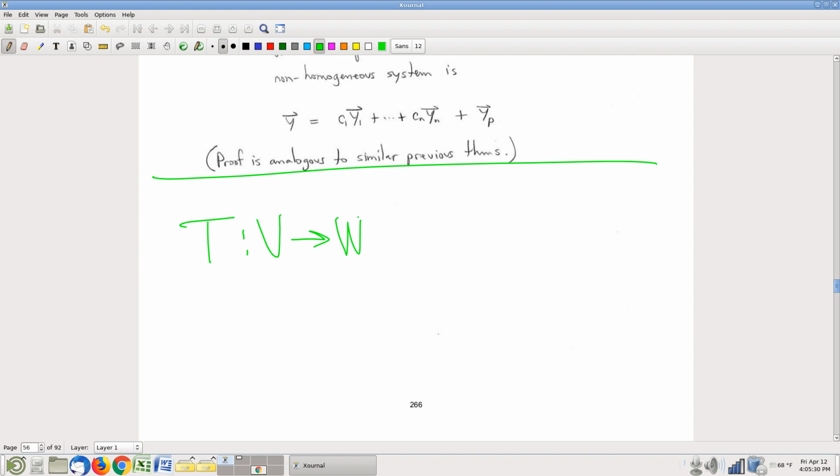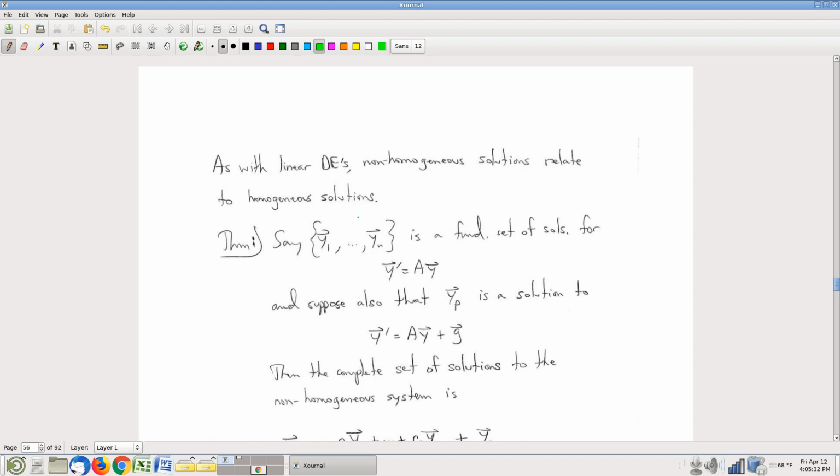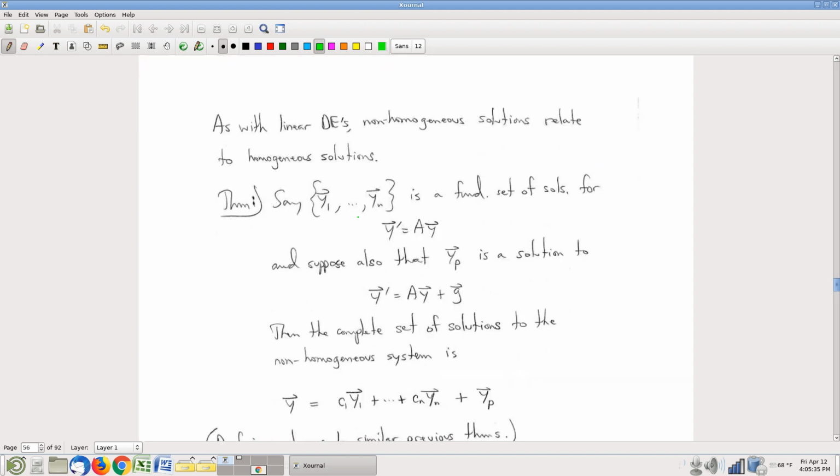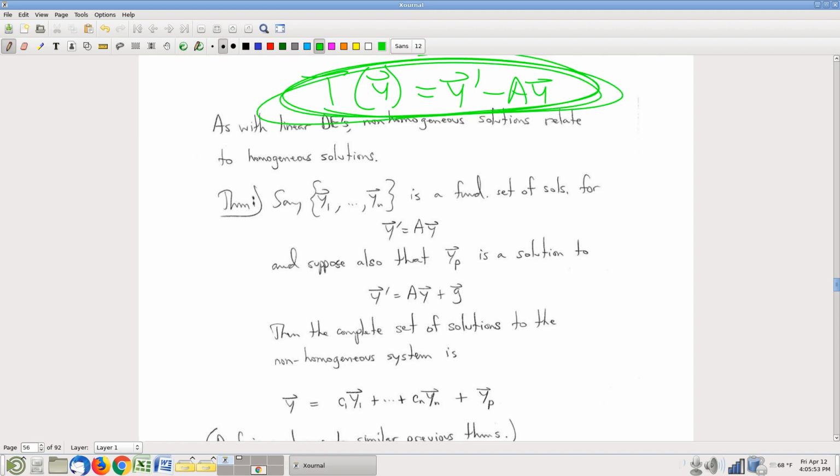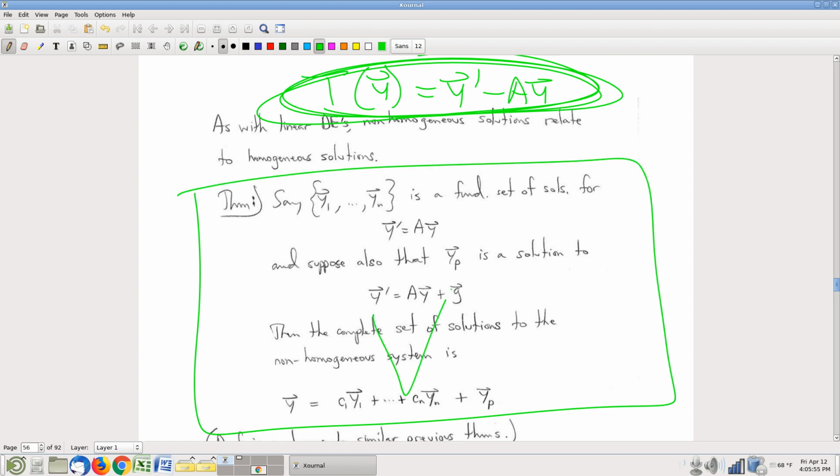Right? So ultimately, in the big scheme of things, the reason this theorem works is because here we have a linear transformation T, which is computed as follows. T of y is y prime minus ay. So because this is a linear transformation, that's why this theorem works. So that's a good, nice point of view, I think. So hopefully no surprises.